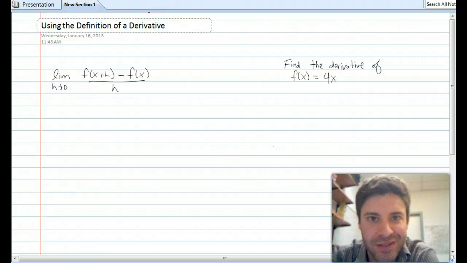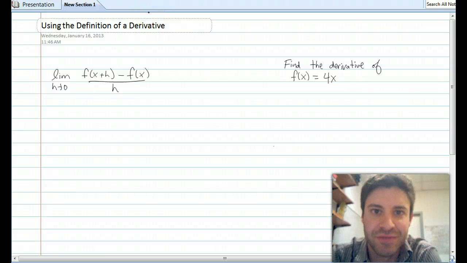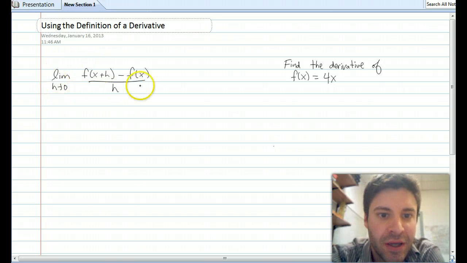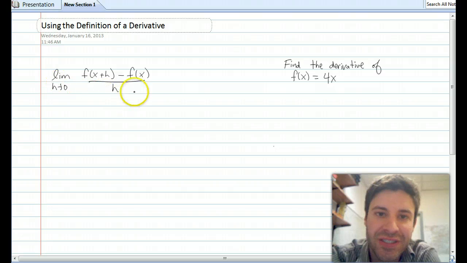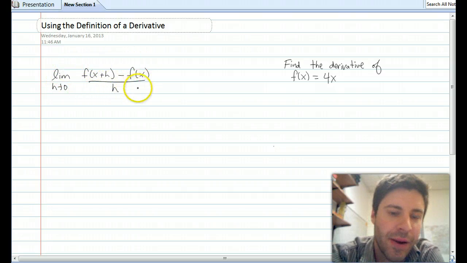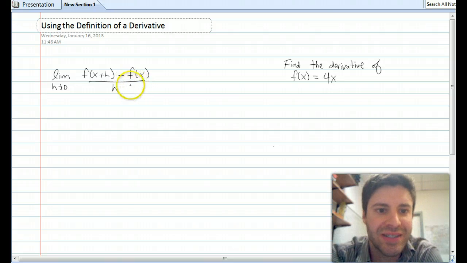Alright, so in class we talked about the definition of a derivative. Here it is right here. We talked about basically where it comes from, and we talked about that it represents the slope of a tangent line. Hopefully what you took from this as well is that while this thing looks really scary, maybe it's not quite as bad as it looks.